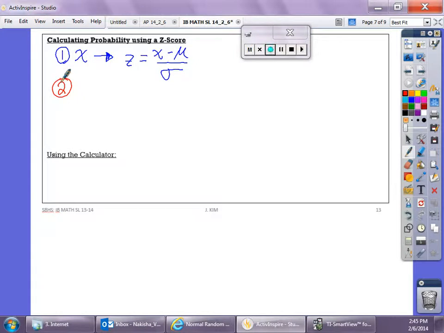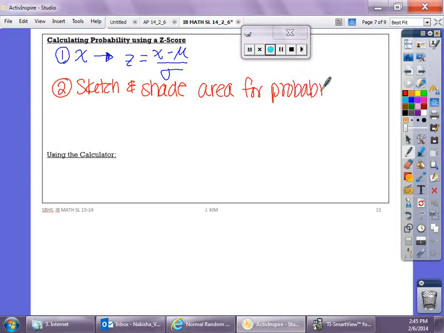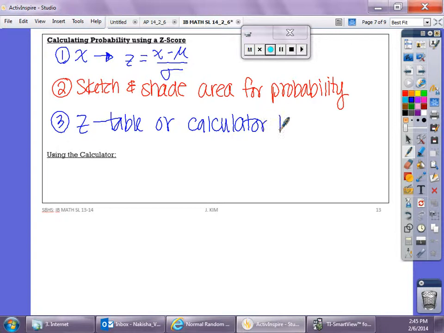So to start off, we are going to find our z-value. Second thing we're going to do is sketch and shade the area for probability. And then 3, we're going to either use a z-table or calculator to find probability. And in the next example, I'll do them by z-table.